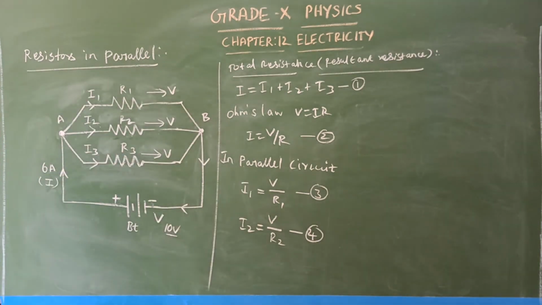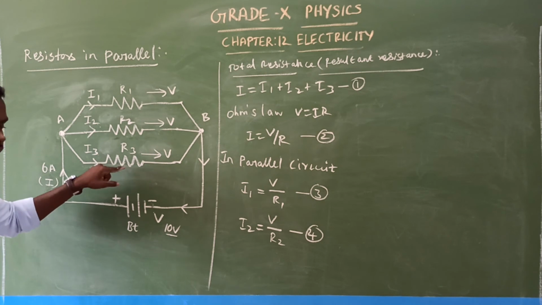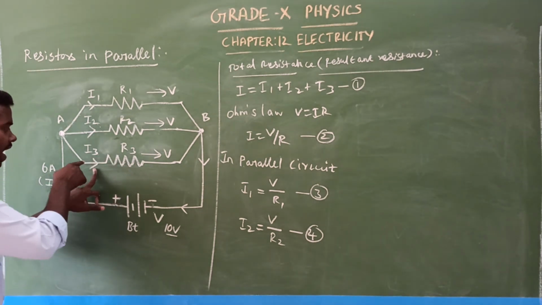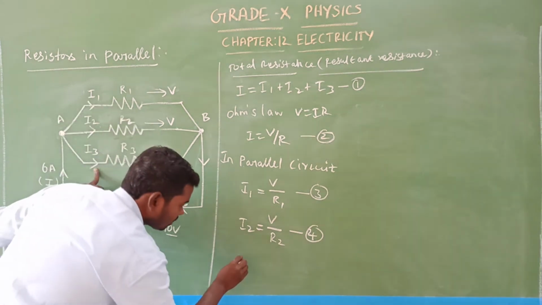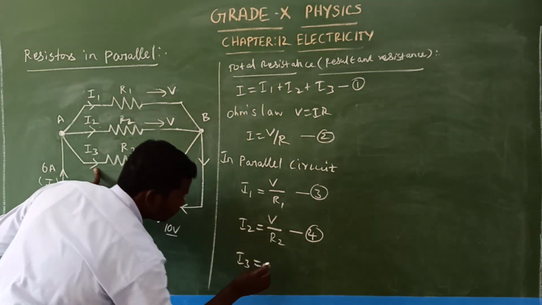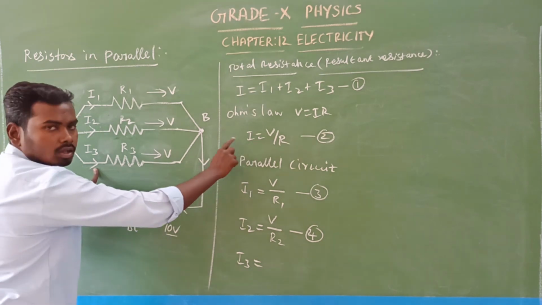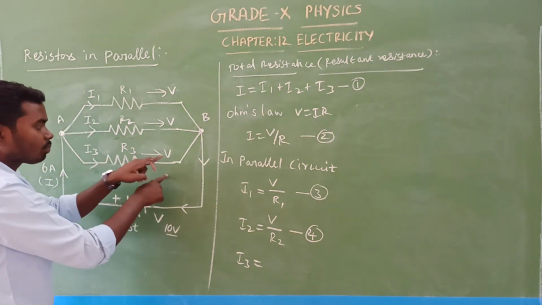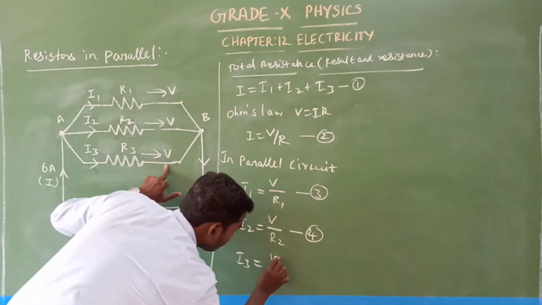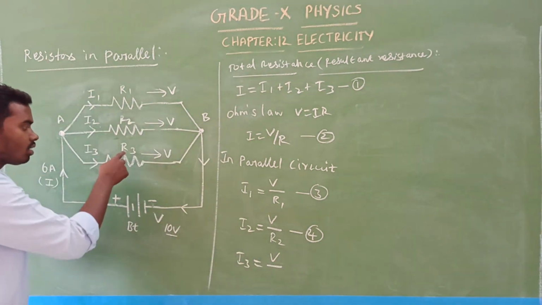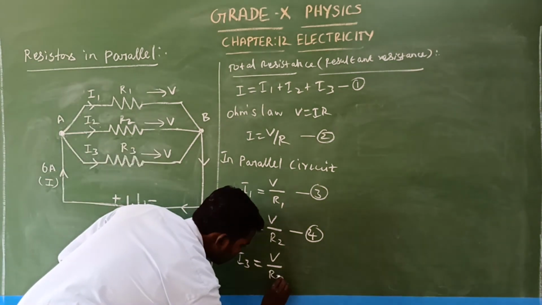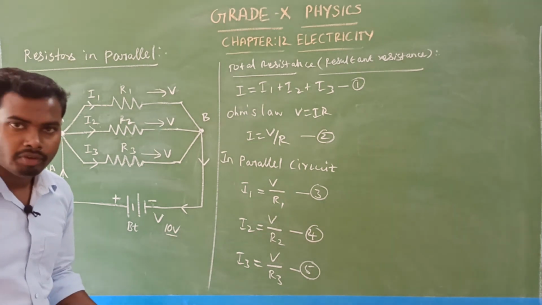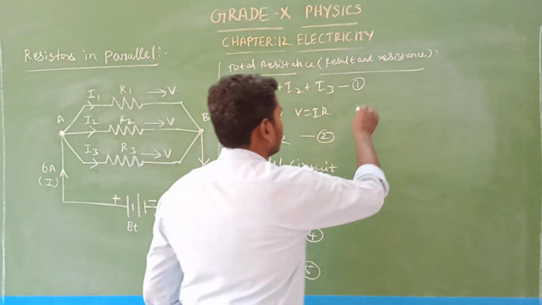Very simple. In a similar manner, come to the resistance R3. Across the resistance R3, how much current is flowing? I3 current is flowing. We need only the current value. So I3 is equal to the potential difference V, from V equal to IR. What is the potential difference across R3? The same V. So V by the resistance R3. This is equation 5. Very simple. Don't get confused.